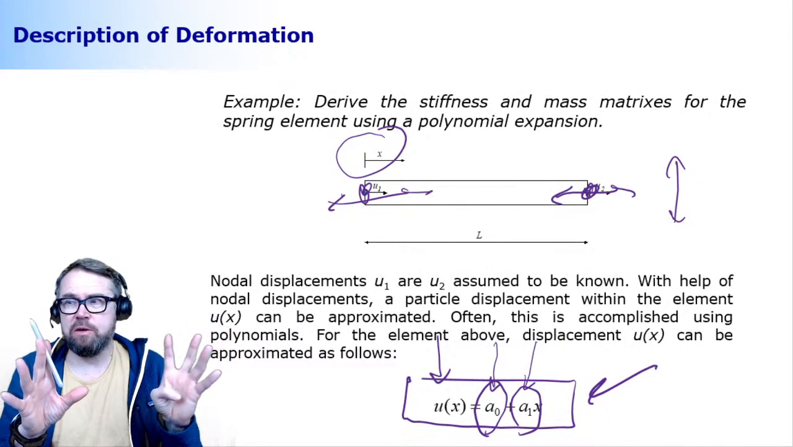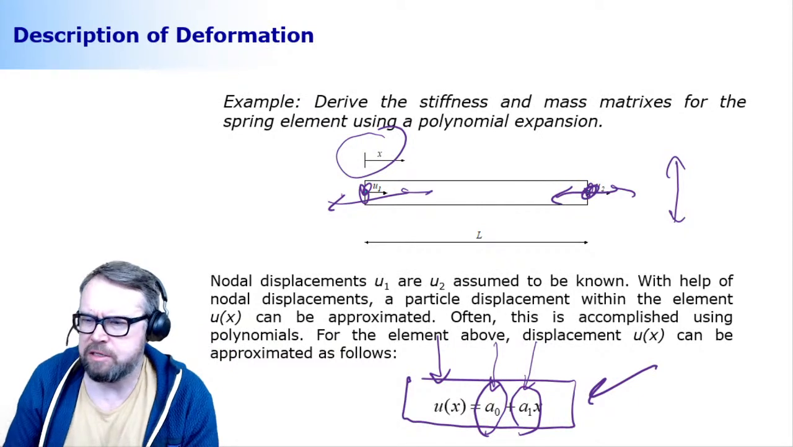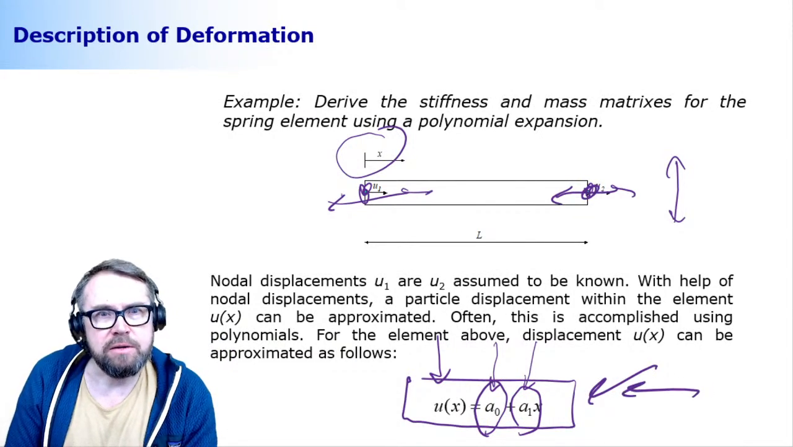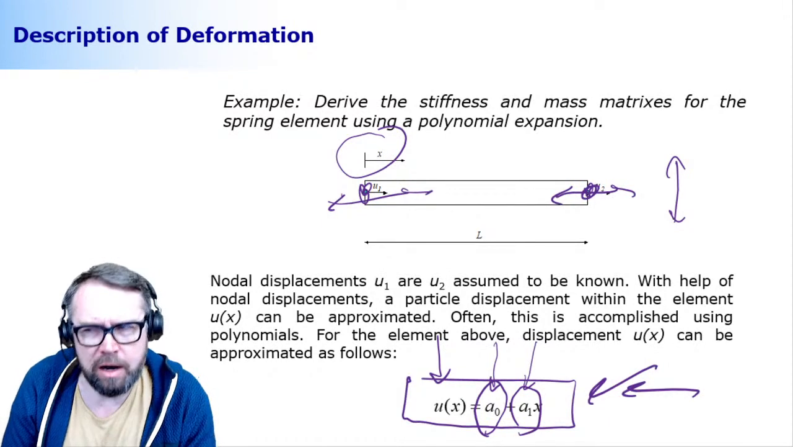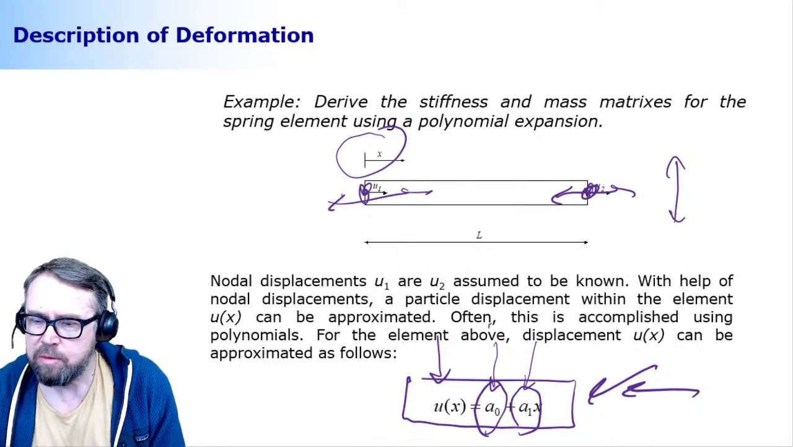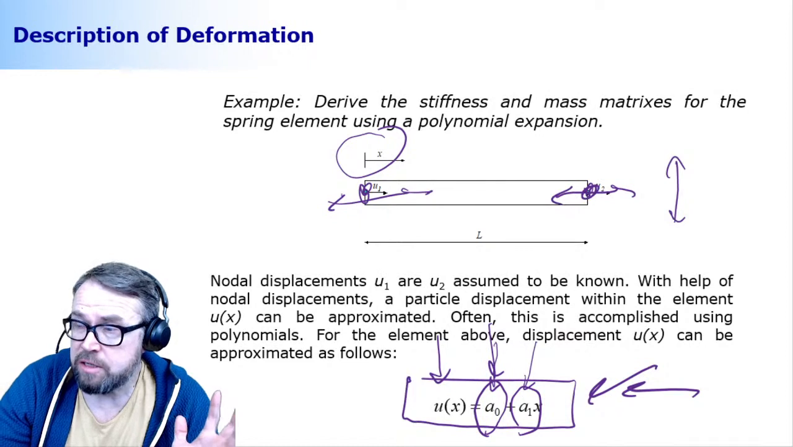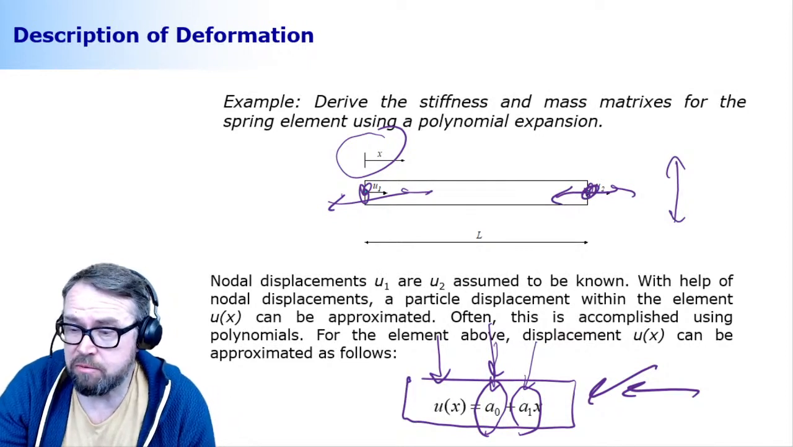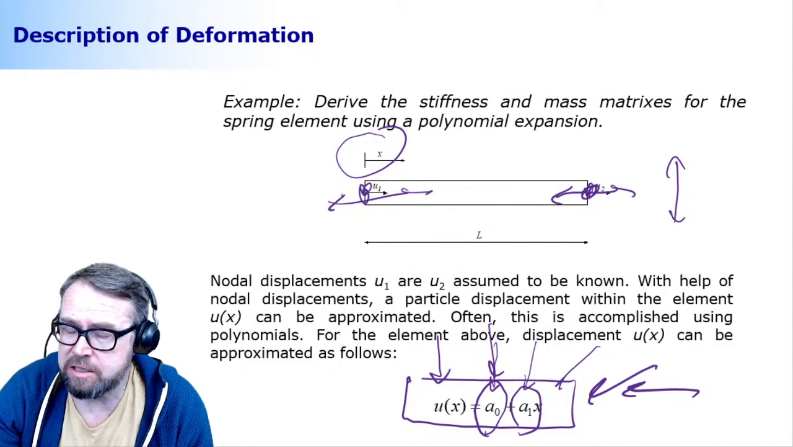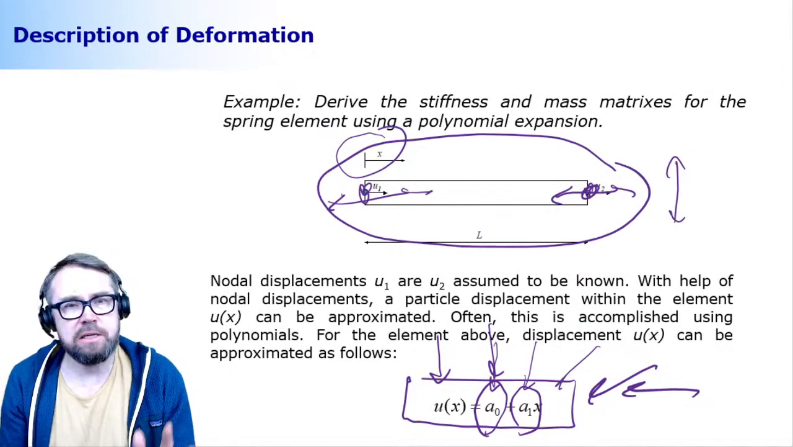So what is it that I should do then? I should convert this polynomial expansion to be expressed by nodal degrees of freedom. Why? Because then I can avoid the polynomial coefficients, which are so hard to understand. So that would make sense to do. Let's make it happen. Let's take this polynomial expansion and express displacement by using nodal displacement.